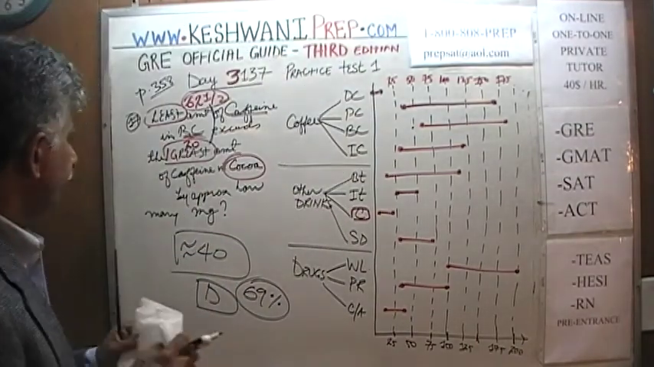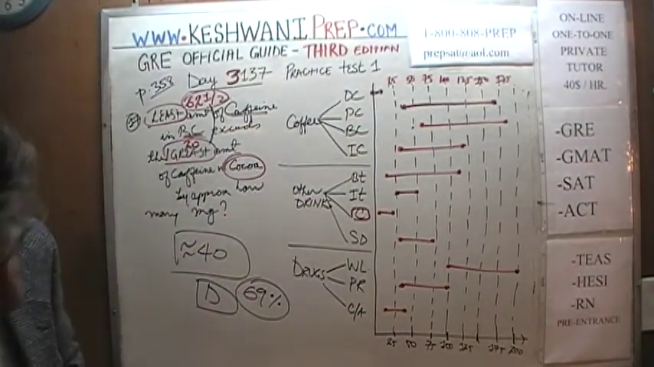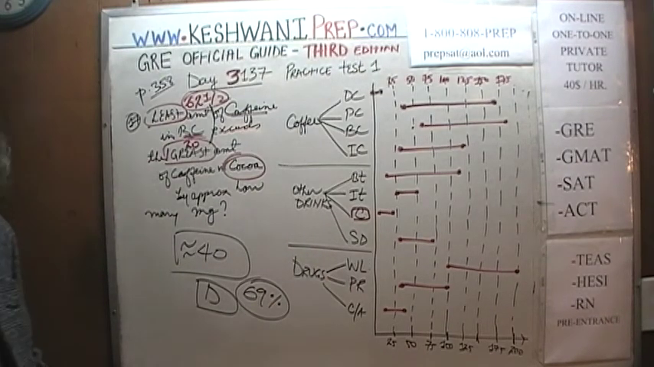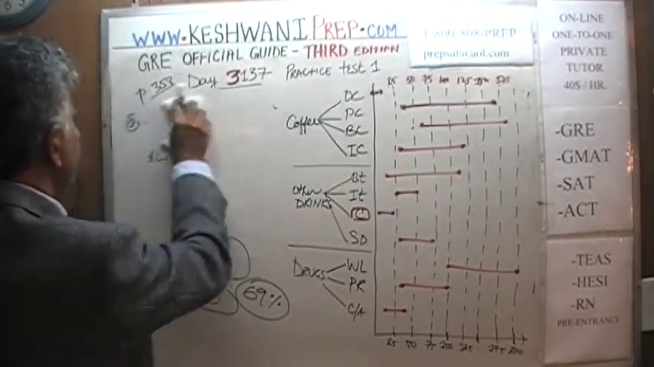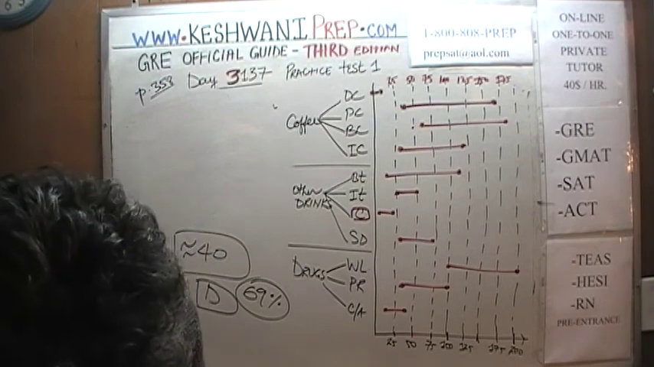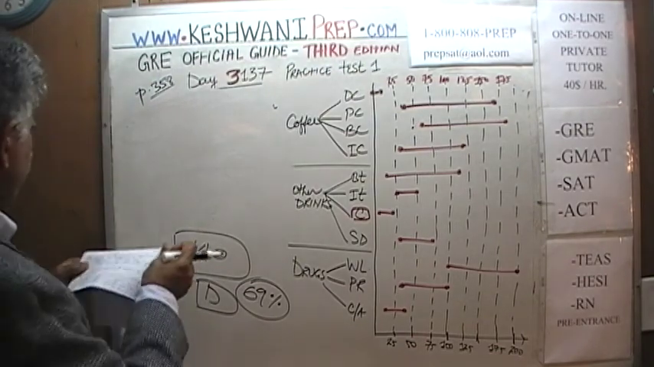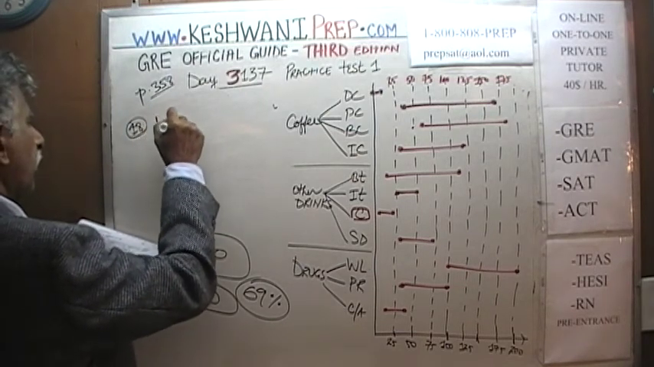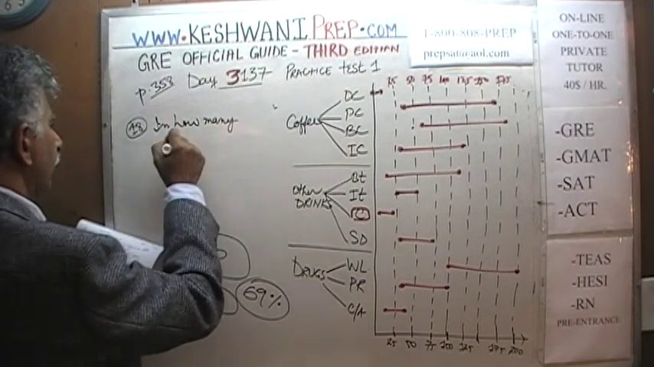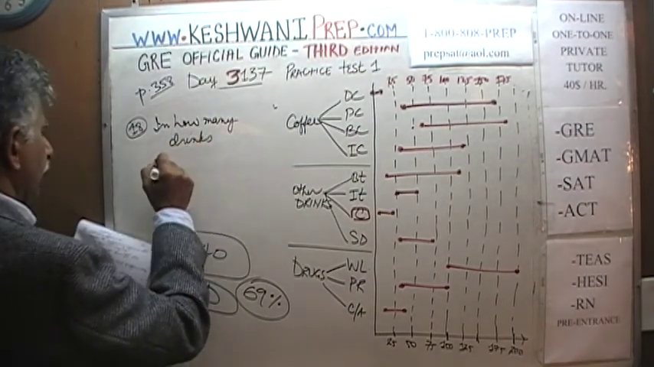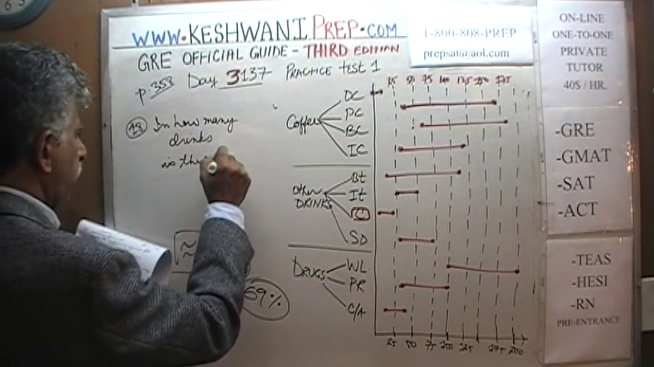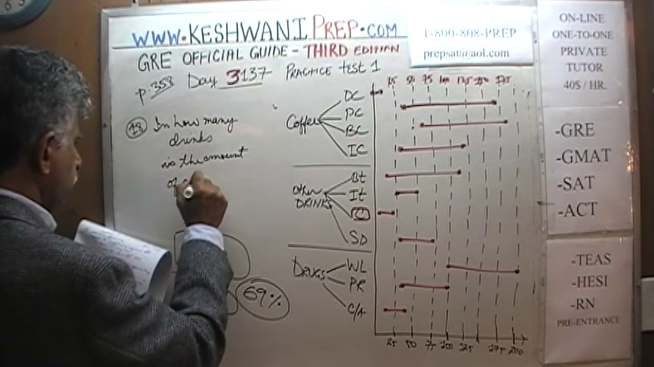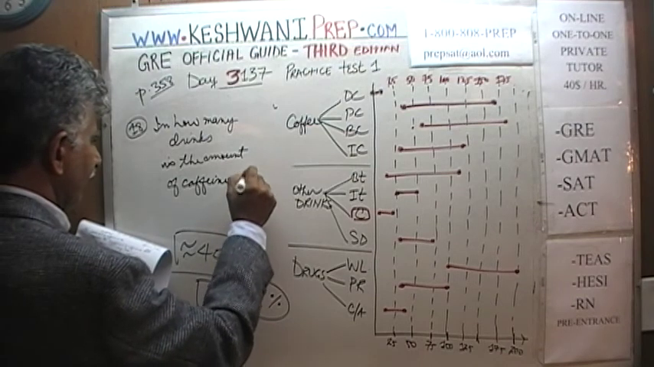Let's do the next one. Again, we need the room after each problem, so I'm going to keep erasing it because obviously we can't erase that. Let's do the next one. It says, in question 18, in how many drinks is the amount of caffeine less than 50 milligrams?